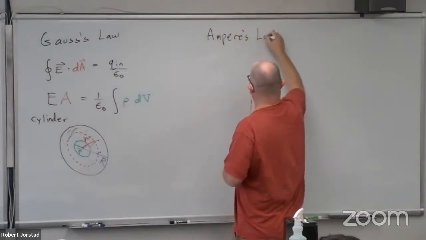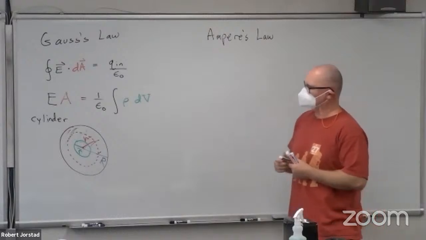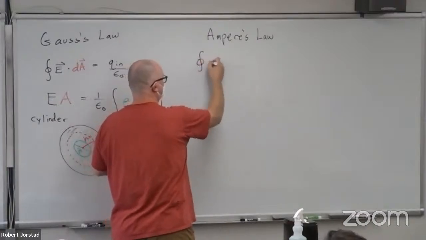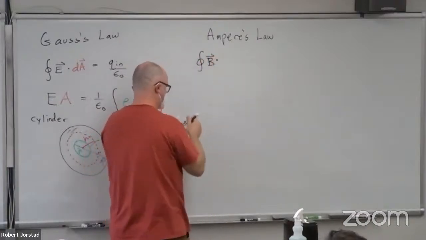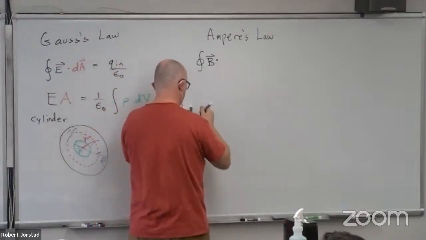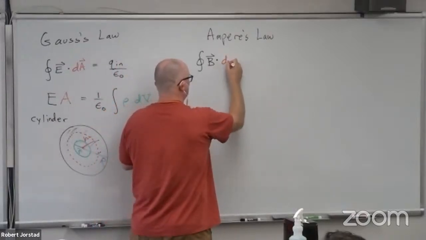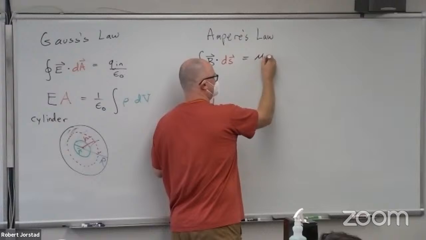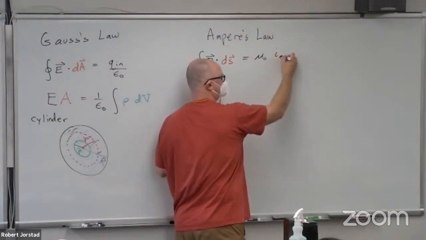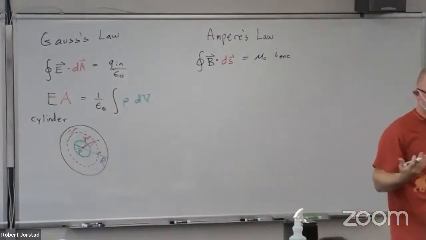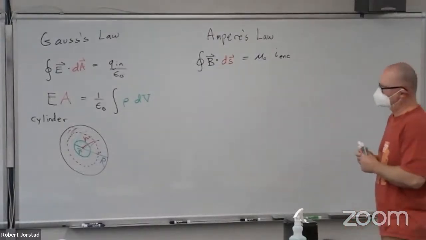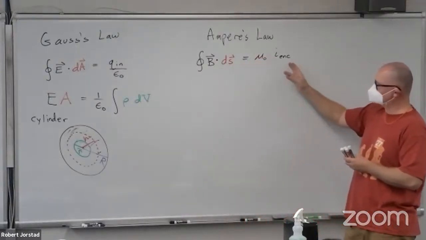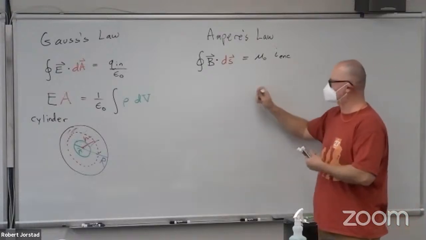So Ampere's law is very similar. Instead of an integral of E dot dA, we're going to do an integral of B dot ds. Oops. All right, and that's going to equal some constant times current enclosed. Previously we used to do charge enclosed, and we could figure that out from density. What's the equivalent equation we could use for figuring out current enclosed as an integral? Does anybody remember?